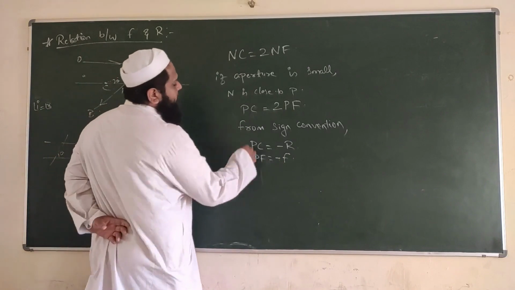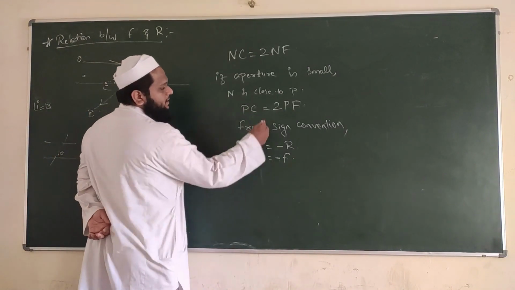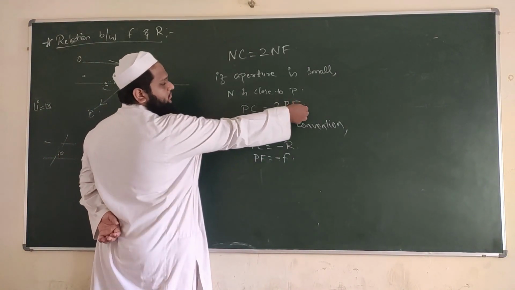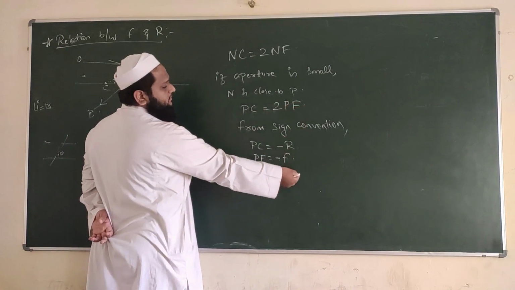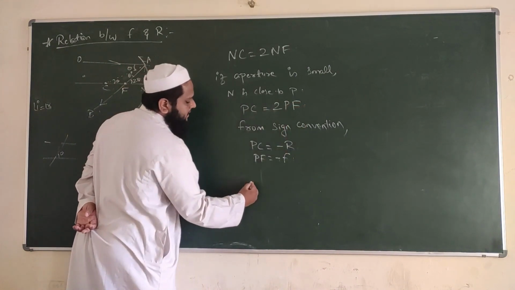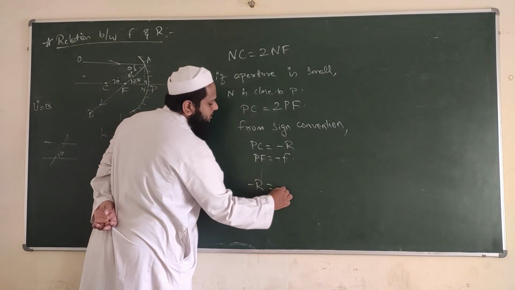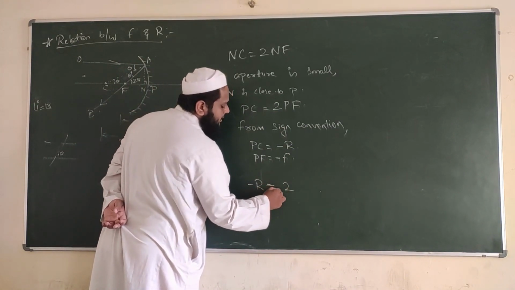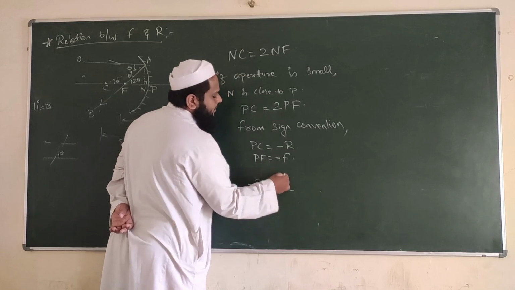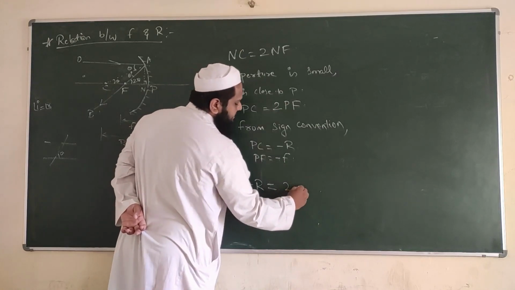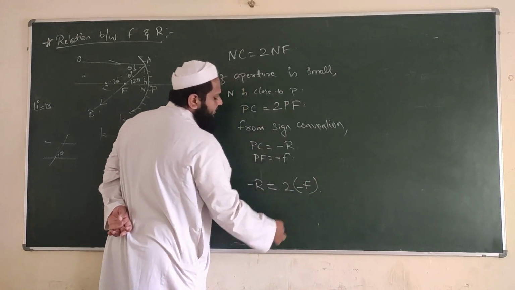Clear? These things are really important. So substituting these two over there, this will be equation 4. Substituting the sign convention in equation 4, you write that by yourself. So it becomes PC is minus R is equal to 2 times PF, which is minus f. Don't forget to put the bracket.